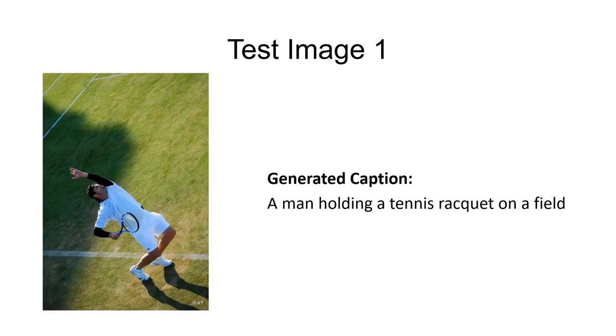Now that we know how the model works, it's time to take a look at the results. We'll start by looking at a few example images. For our first test image, our model has generated the caption, "A man holding a tennis racket on a field." This caption provides an accurate description of the image and shows off how well the neural network is able to describe some images.